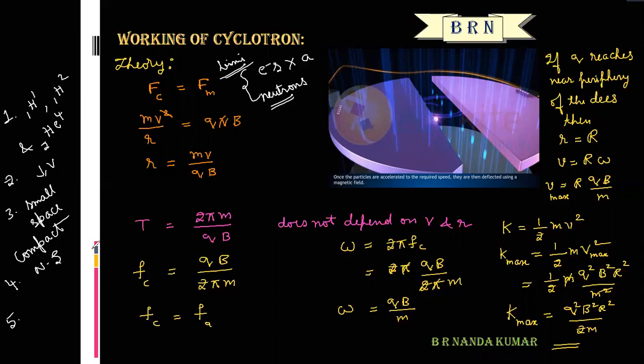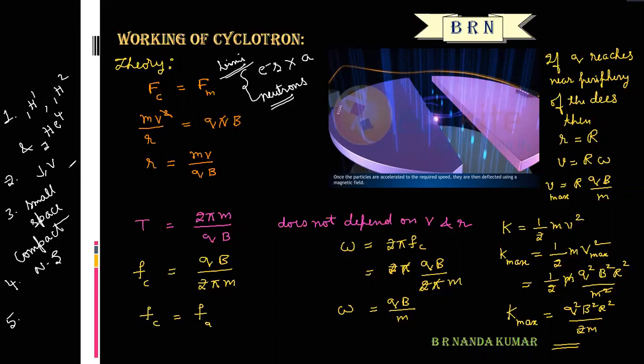So these are some uses of cyclotron. What are the limitations? Electrons cannot be accelerated in a cyclotron. Neutrons, being electrically neutral, cannot be accelerated in a cyclotron. Cyclotron can accelerate the positively charged particles like proton, deuteron, alpha particles, to very high energies, right?